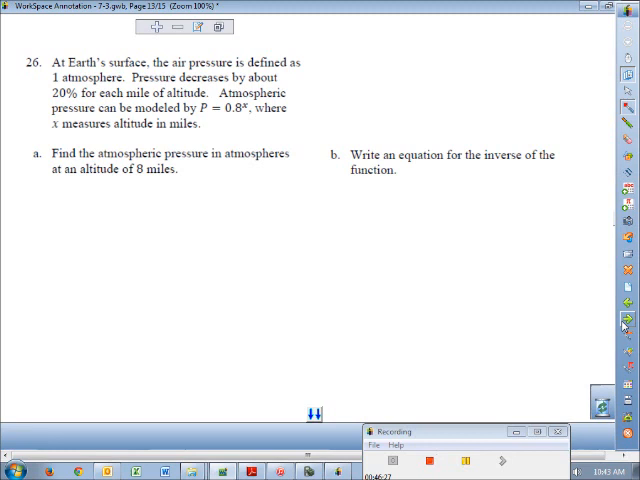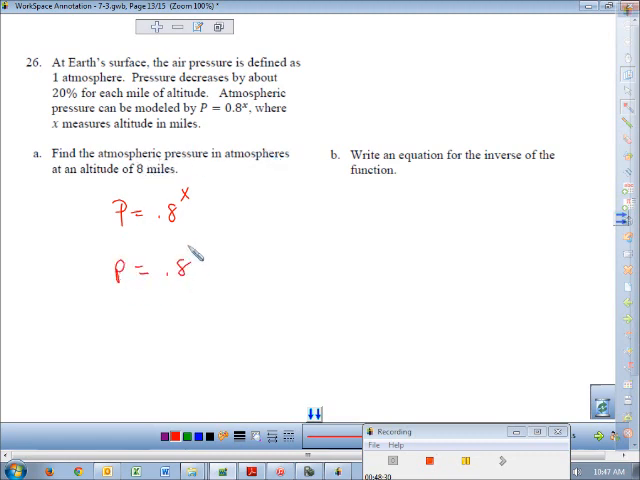Let's try this bad boy. Give it a read for yourself. So if the pressure equals 0.8 to the x power, where x is how many miles above the earth you are, and they say you're 8 miles above, don't you need to put this in your calculator? Right? And you get a nasty decimal. P is about 0.167, is that right? 0.167 if you round to 3 decimal places. Label atmospheres.